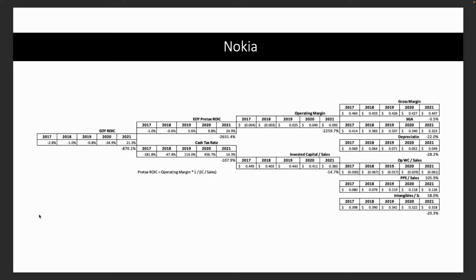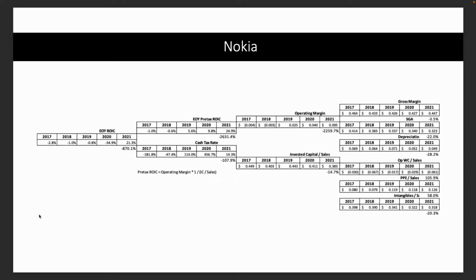And so really, when we try and explain what's going on with Nokia, the tax rates are not a good explanation because of their losses and other financial issues. The only tax rate that probably matters is the 14.3% in 2021. That's probably a more realistic tax rate for them when they're profitable going forward, but it's really hard to explain what's going on with their ROIC because of the tax rate, because of the losses that they were experiencing. So really, the tax rate is probably not a factor as much in what's driving that end of year ROIC.